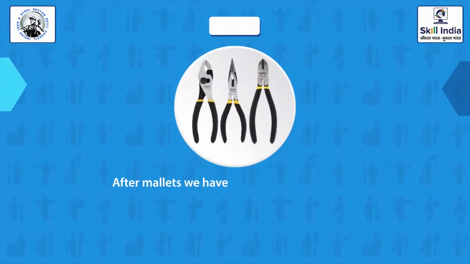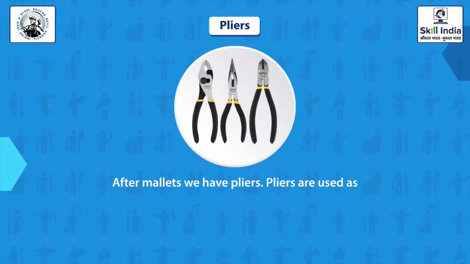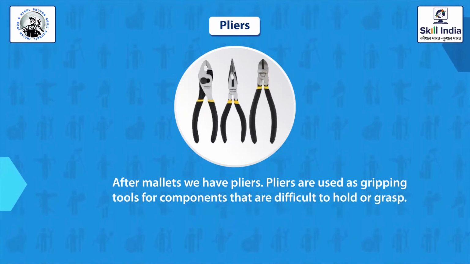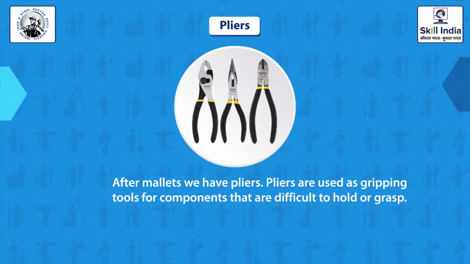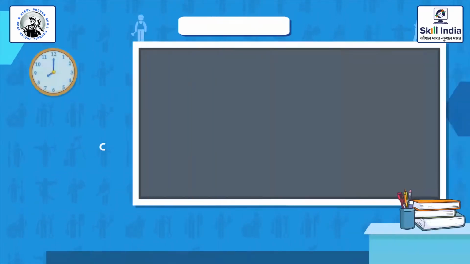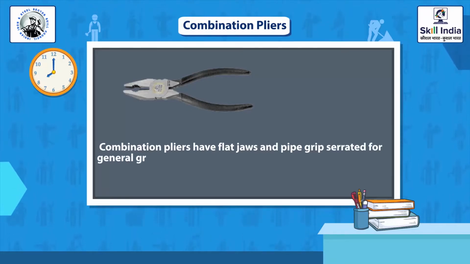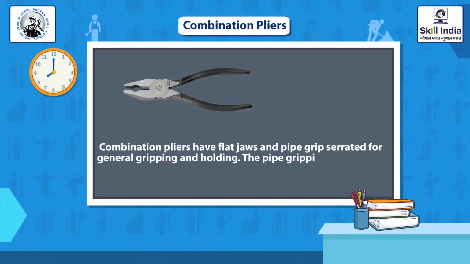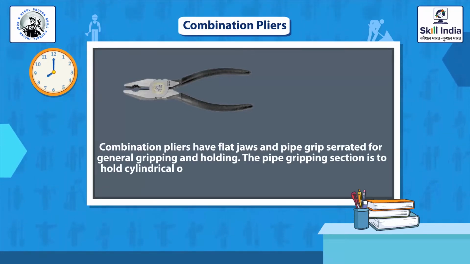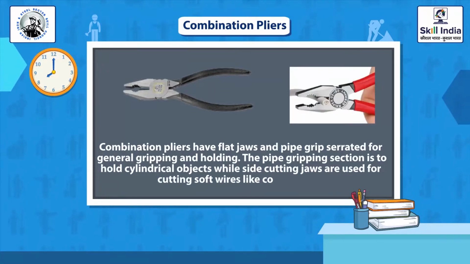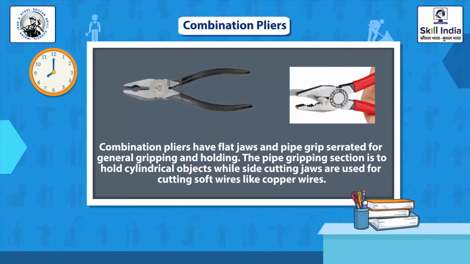After mallets, we have pliers. Pliers are used in gripping tools for components that are difficult to hold or grasp. Different types of pliers are as follows. Combination pliers have flat jaws and pipe grip, serrated for general gripping and holding. Pipe gripping section is to hold cylindrical objects, while side cutting jaws are used for cutting soft wires like copper wires. You use the combination pliers as shown in the image on your screen.